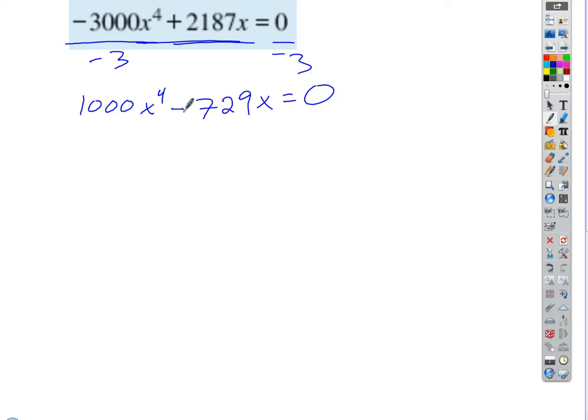Okay, so that's as far as there's no other number that goes into both of those, right? At least that we can see. So now I've got to maybe factor this a little bit. That helped a little bit though. What can I factor out? I can take out an x. What's that leave me with? 1000x cubed.